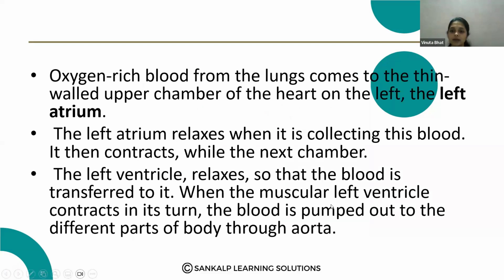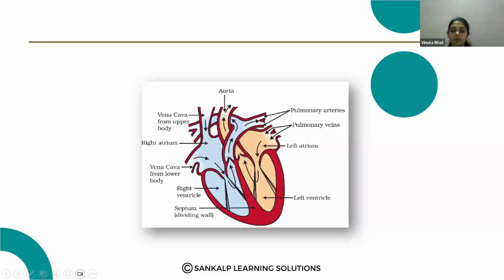When the muscular left ventricle contracts in its turn, the blood is pumped out to the different parts of the body through the aorta. So when the left ventricle contracts, the blood moves into the aorta and is carried to the different parts of the body, that is the oxygenated blood.